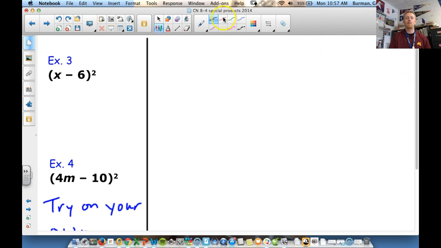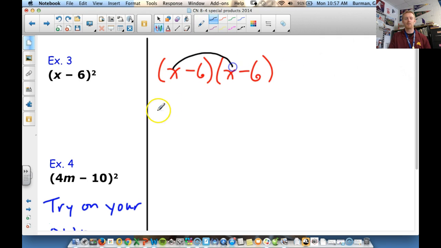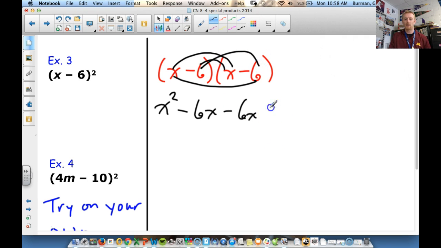And here's the pattern that we're trying to show you again. This time, instead of being an addition problem, we have a subtraction problem. So you could guess that we're not going to have all addition problems when we go through and FOIL this. So again, first times first makes an x squared, outers makes a minus 6x, inners make another minus 6x, and our lasts make a positive 36.